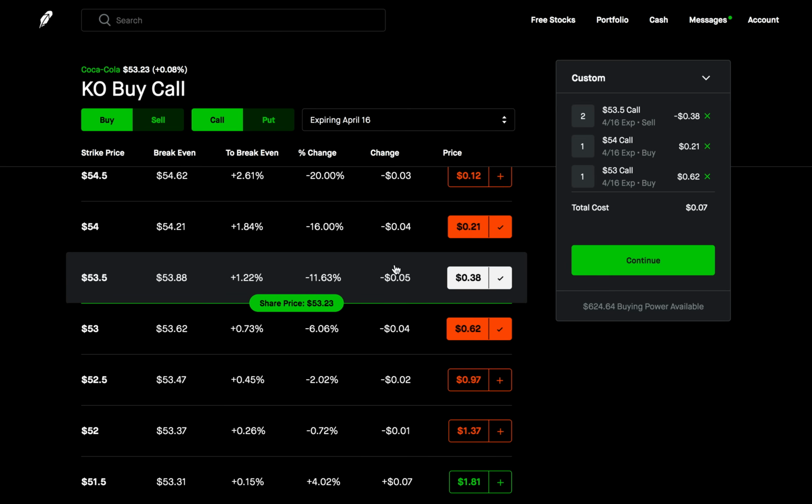Okay, this is very similar to the iron butterfly. This is actually called the long call butterfly spread, but there are some key differences and I'll go over those towards the end of the video.